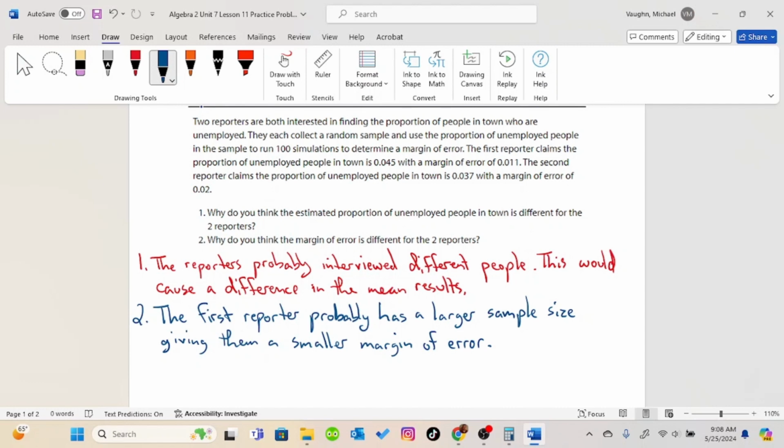If you have any questions about what might lead to variability in results, or any questions about how sample size affects the size of your margin of error, please ask for clarification so that you can be set up for success as we continue to move on to other practice problems.